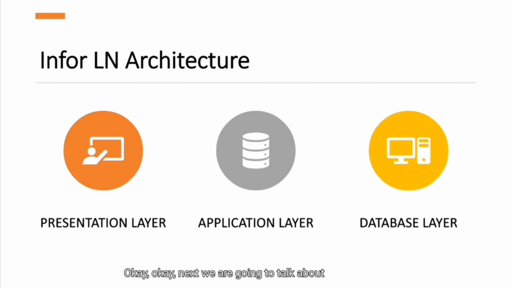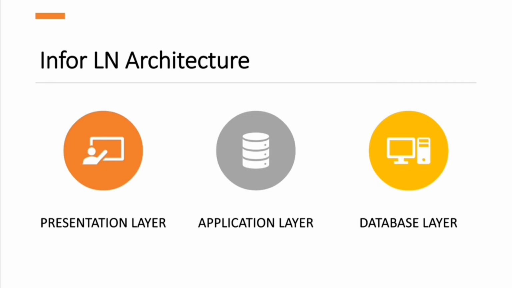We are going to talk about the architecture of Infor LN. Basically, Infor LN has three layers. The first layer is the presentation layer, the second layer is the application layer, and the third layer is the database layer.